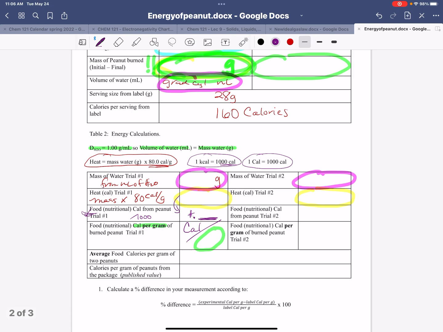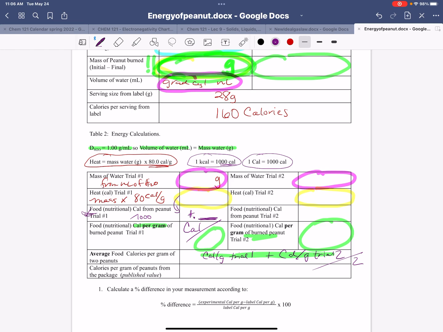We're going to average those two numbers together. So we take the calories per gram for trial 1 and add it to the calories per gram for trial 2. And then we're going to divide that by 2. I'm going to try that again. This is trial 2. So we add those together and divide the whole thing by 2 to get an average. I'm going to check to make sure that the number is in between your two trials, because that number in the middle should basically be in between the two trials.